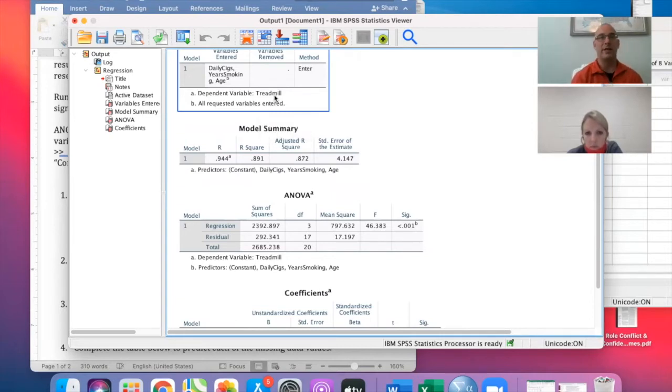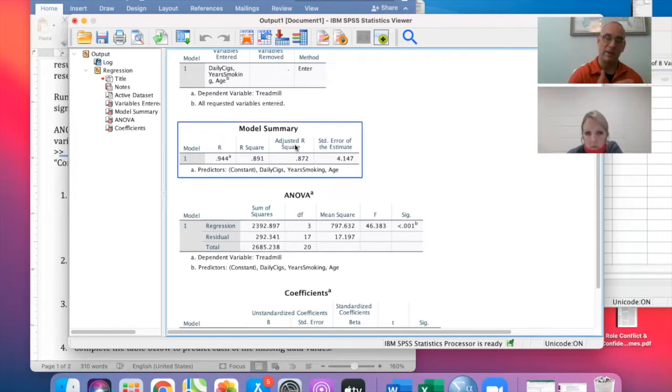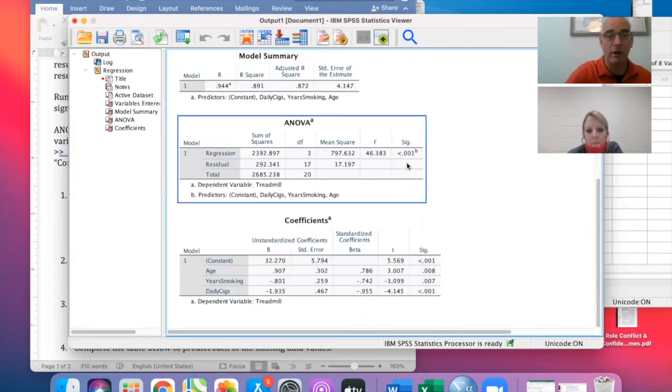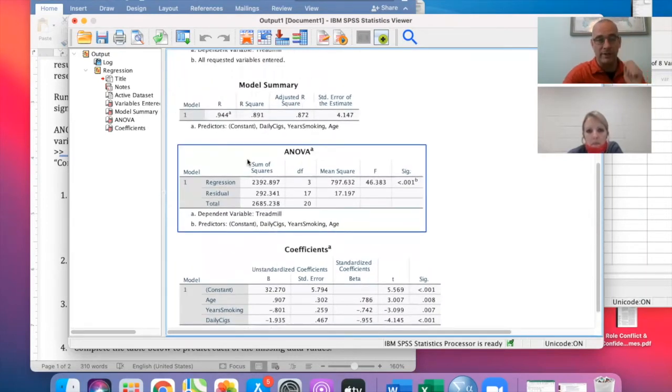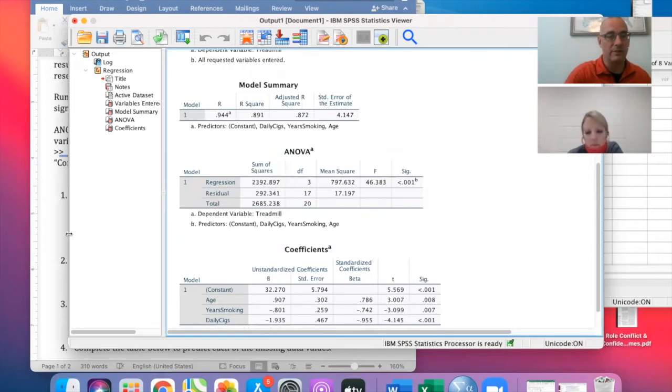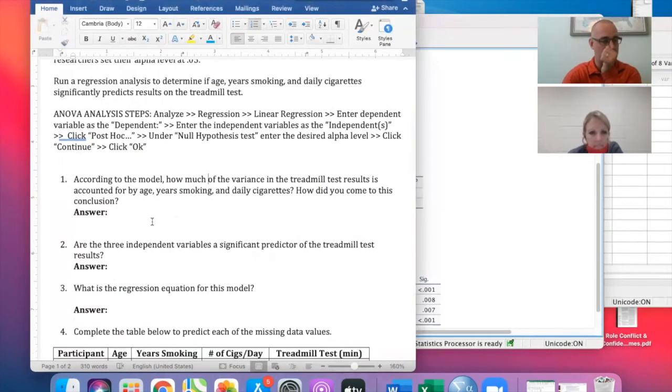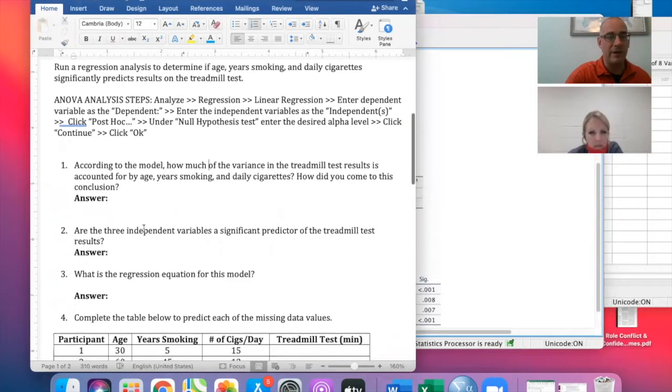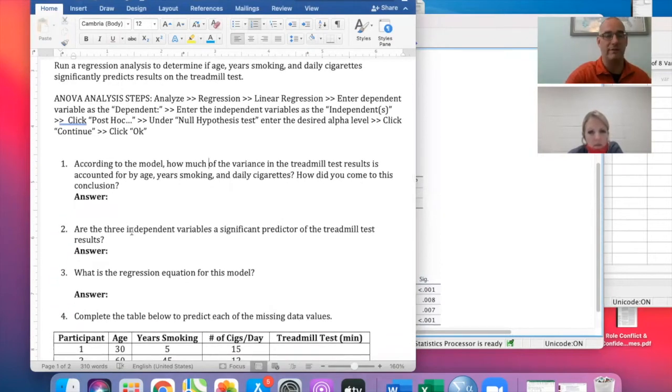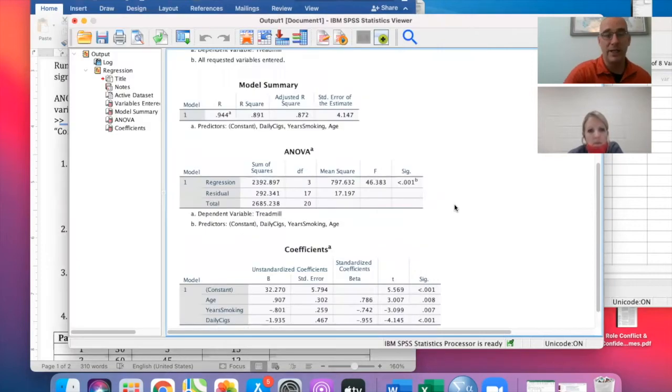Another way to say that would be about 11% of the variance in treadmill tests, according to this model, is being accounted for by other variables that we didn't measure. Okay, so it's a pretty good model for predicting the results on the treadmill test. So question number 2 asks us, are the three independent variables a significant predictor of the treadmill test? And we would say yes.